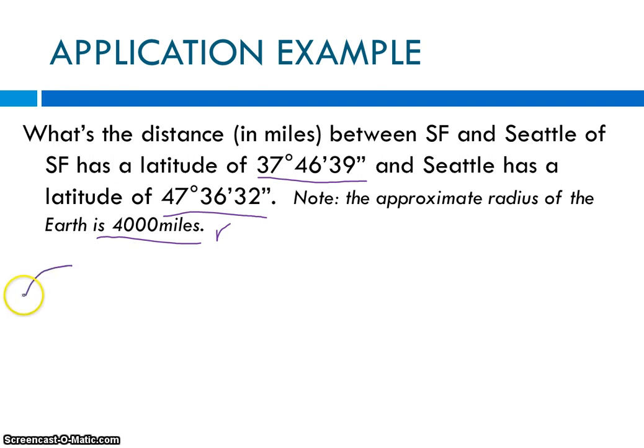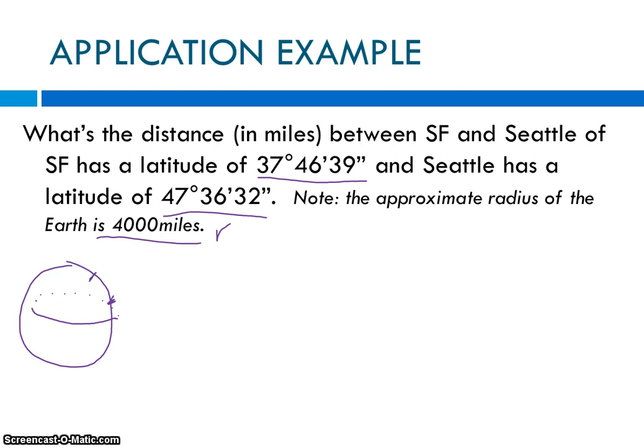So if you recall, San Francisco and Seattle are both on the Earth. Okay, so there's my little globe, and we're in the northern hemisphere. So let's just really exaggerate this, but here is San Francisco, let's say, and Seattle is due north for the most part of San Francisco. It's just north of us. So this is a huge exaggeration.